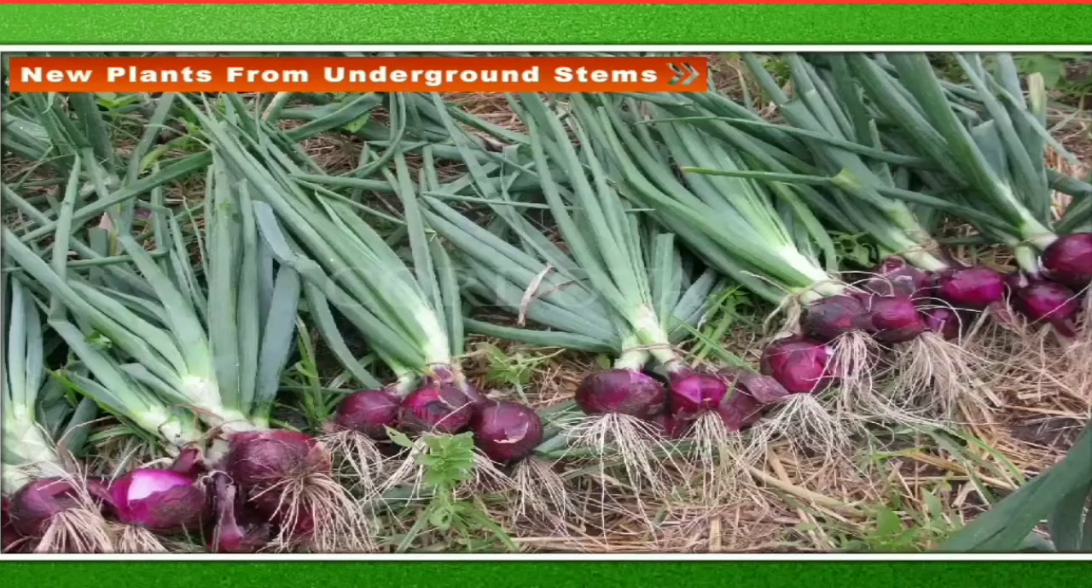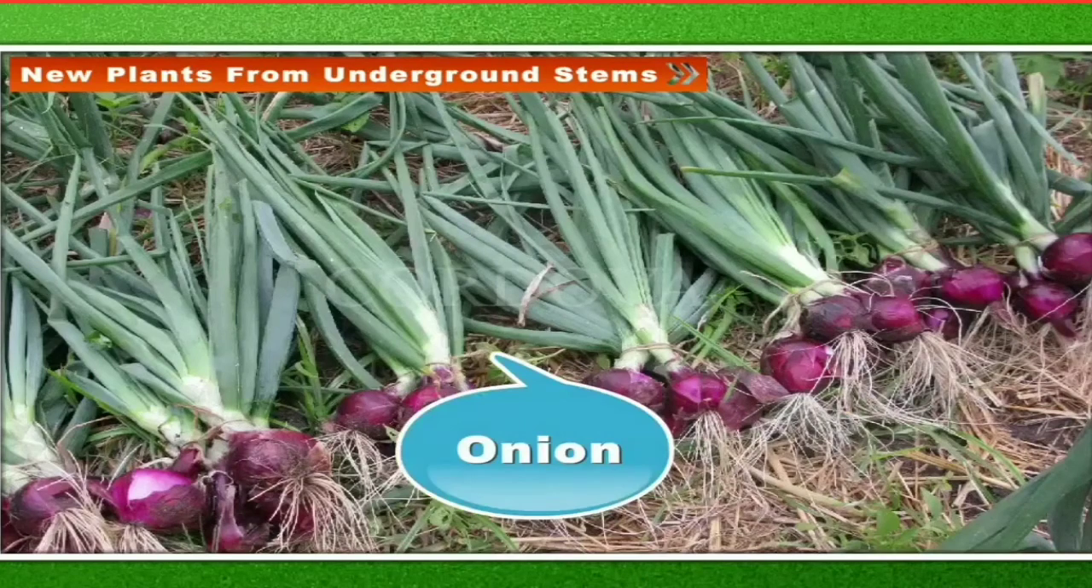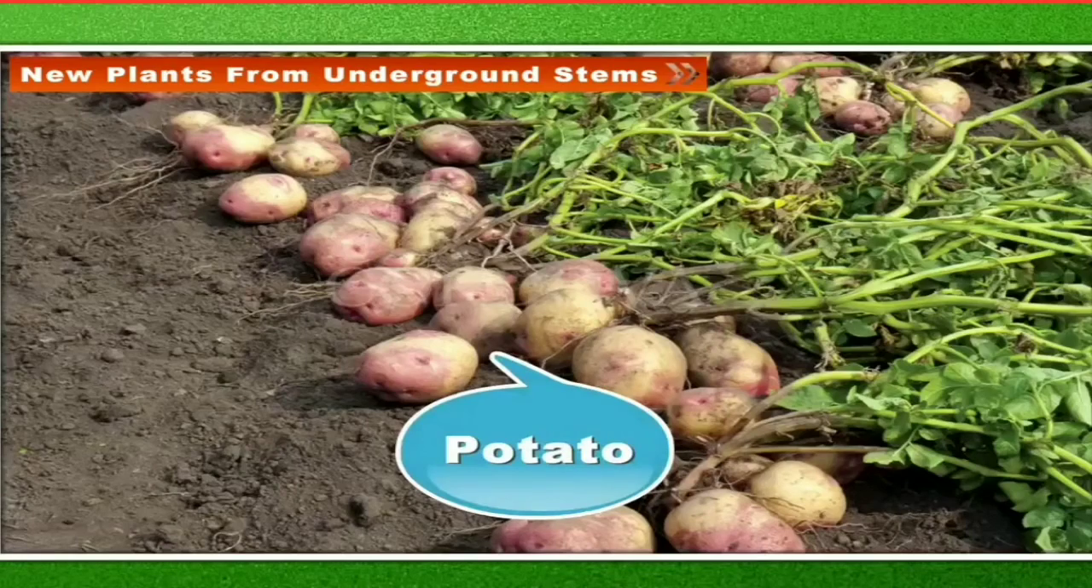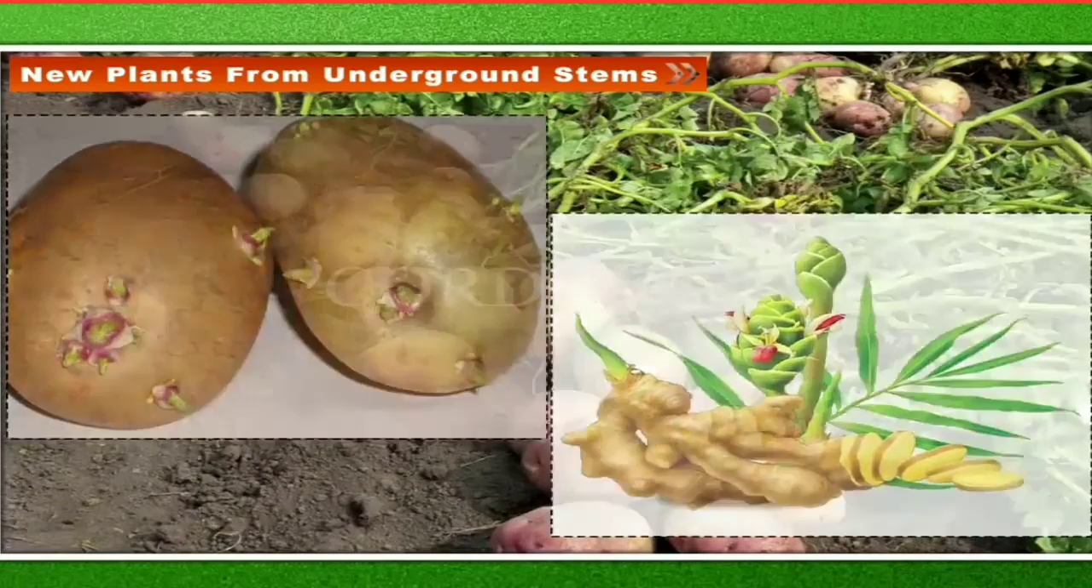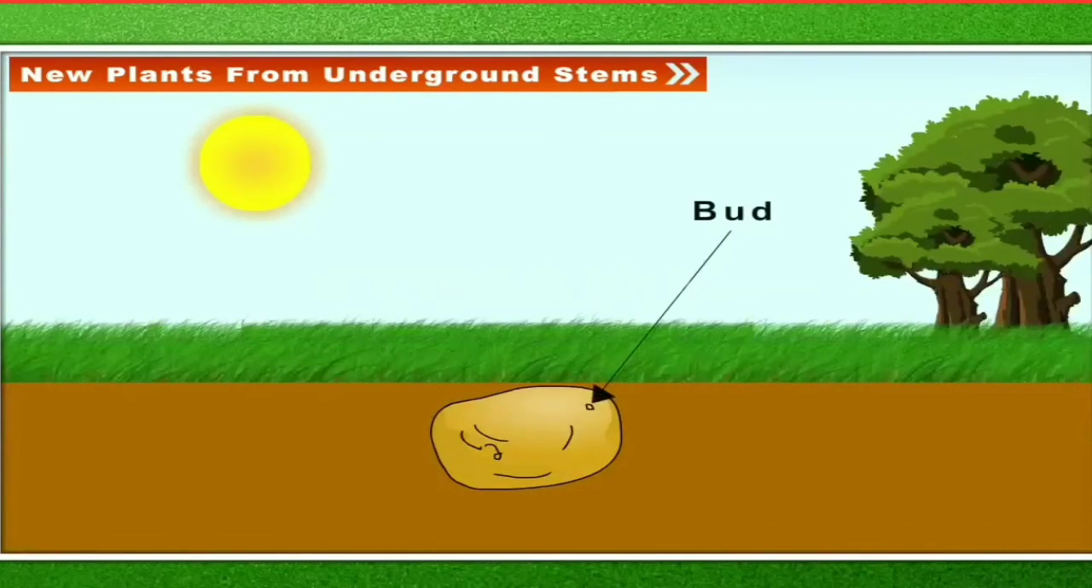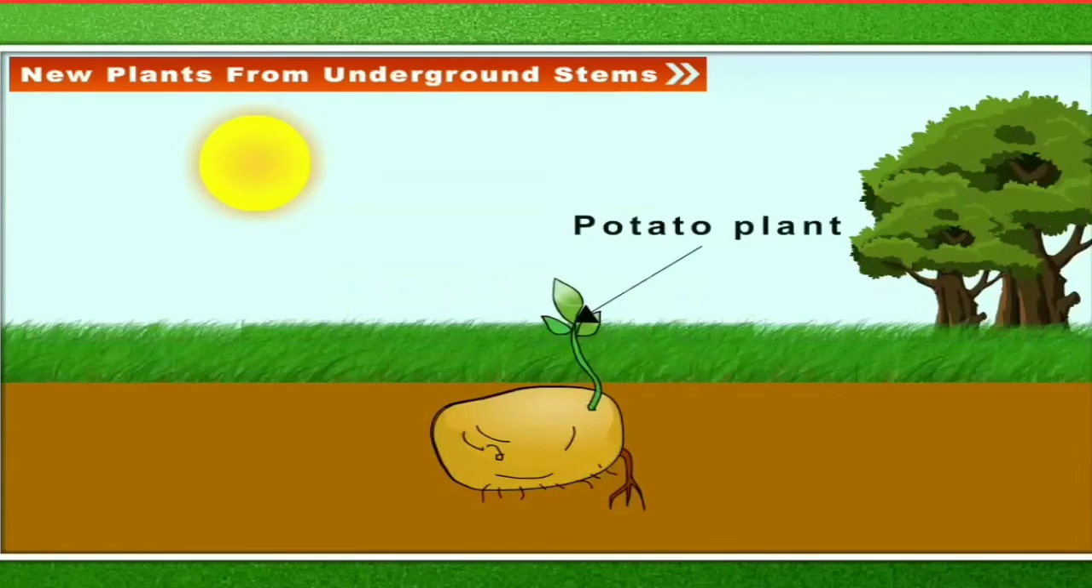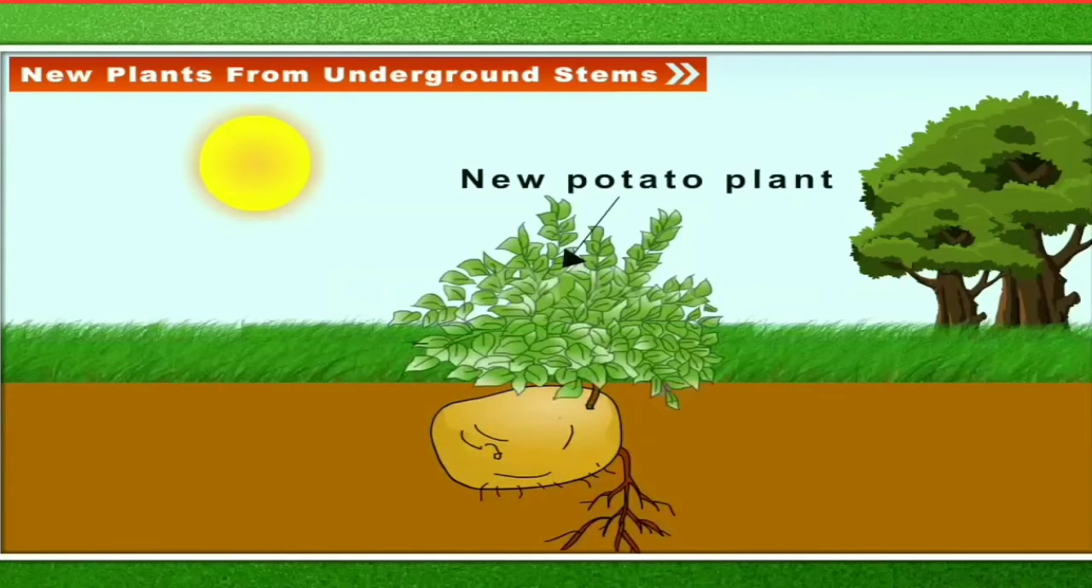New plants from underground stems. Underground stems like onion, ginger, and potato can grow into new plants. Potato and ginger have eyes on them. Each eye grows into a bud under suitable conditions. When these buds are planted into soil, they grow into new plants.